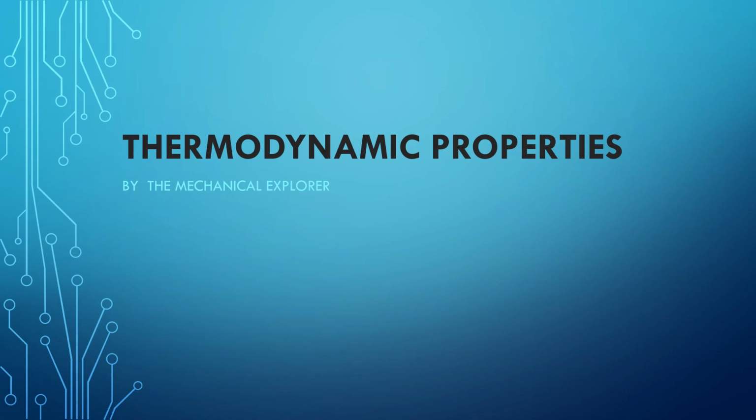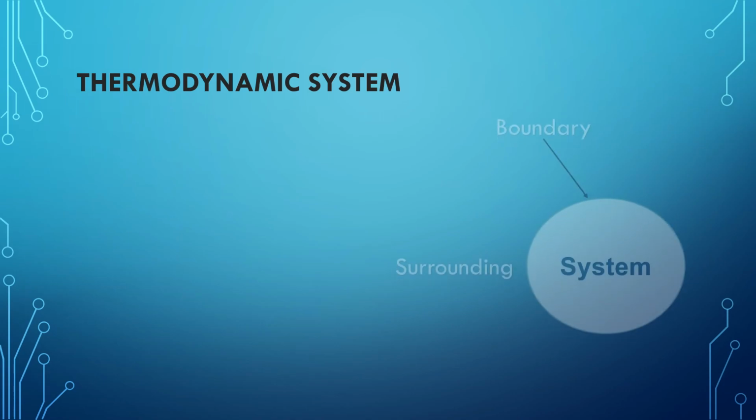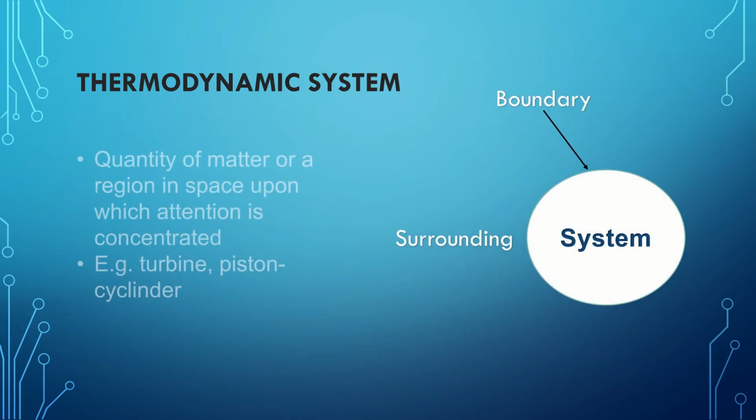In the series of thermodynamics, today we talk about the thermodynamic system, its properties, its types, and the continuum. Before we dive deeper into those topics, let's revise a bit: what is a thermodynamic system? A matter or region in space upon which attention is concentrated is called the thermodynamic system. For example, boiling water in a pot, or an engine, a piston cylinder, a turbine, or a refrigerator. Anything can be the thermodynamic system.